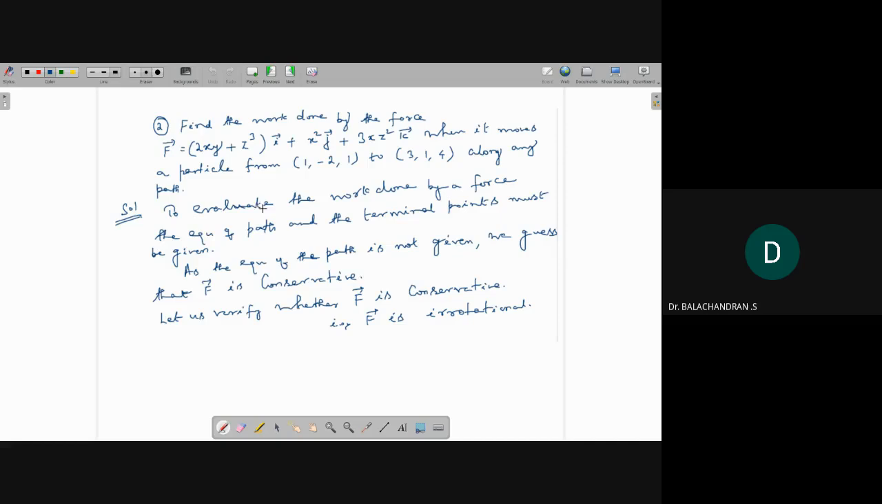Okay, so here in the previous column, the path is given and the points are also given. To evaluate the work done by the force, we need two things. One is the equation of the path, another one is the endpoints or terminal points must be given. As the equation of the path is not given in the question, we guess that F vector is conservative. But first we should verify whether F vector is conservative. For this it is enough to check F vector is irrotational. So please check F vector is irrotational.